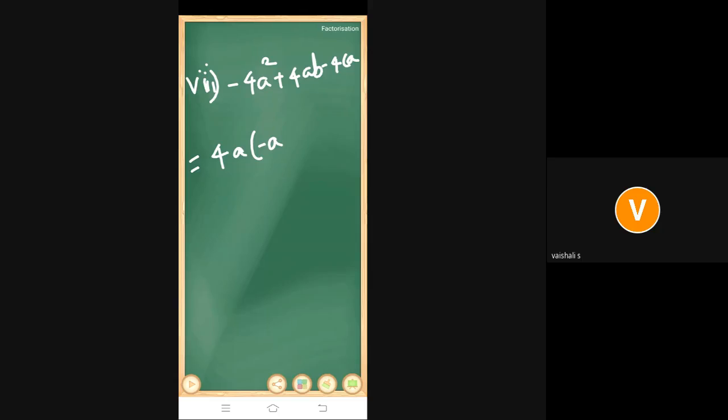So 1a will be lying inside. 4 went out, a went out, so b will be lying inside. Minus 4 went out, a went out, c will be lying inside. That's all. So 4a into minus a plus b minus c will be the answer.